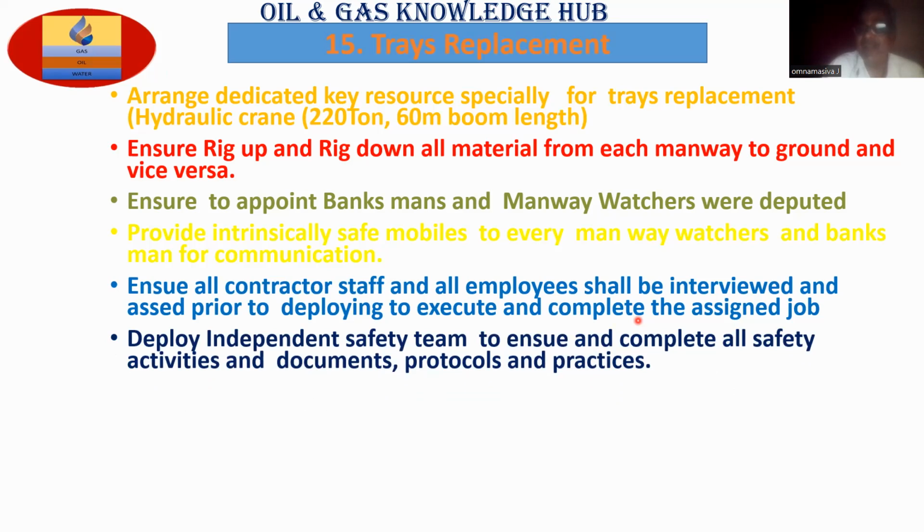Deploy an independent safety team to ensure and complete all safety activities, documents, protocols and practices. That means night shift, day shift, area wise. Maybe in every area, one safety engineer is most important. One area means the entire column, not one safety engineer. Maybe it depends on the stages and activities. You should keep minimum 2 to 3 engineers on each and every column. Complete all activities with zero injury objective.